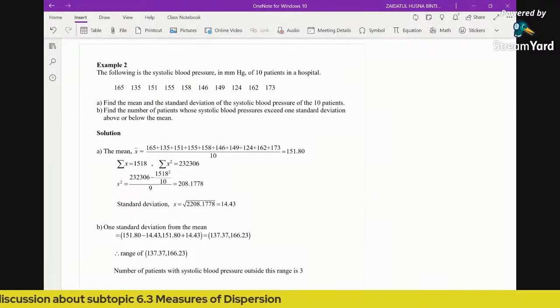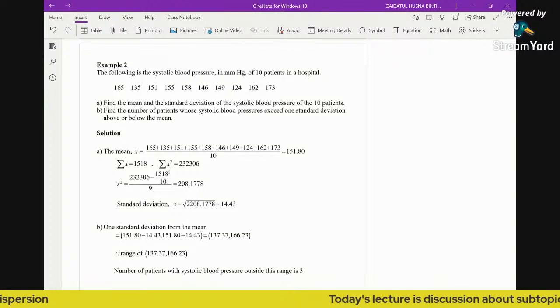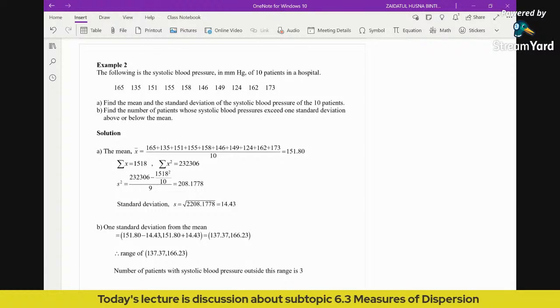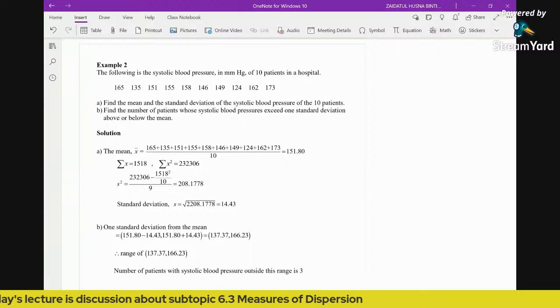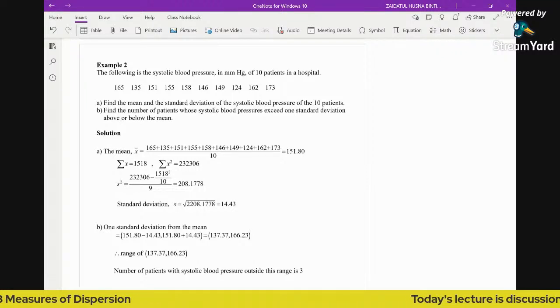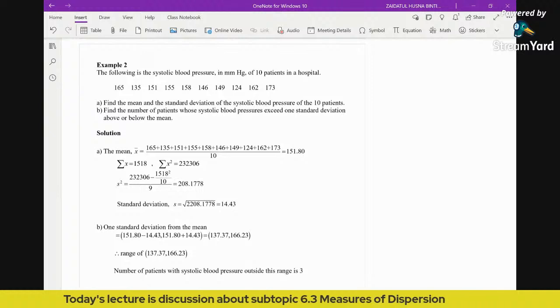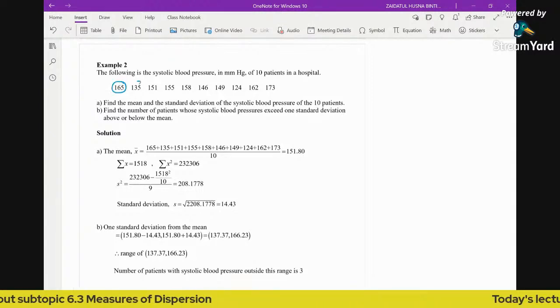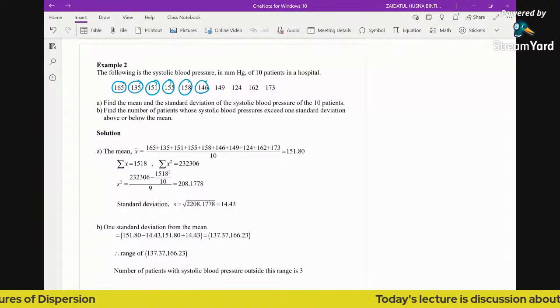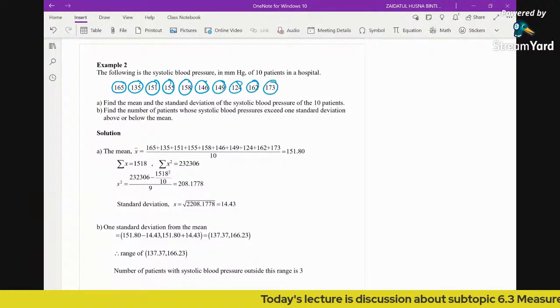The following is the systolic blood pressure of 10 patients in a hospital. Find the mean and the standard deviation of the systolic blood pressure of the 10 patients. So how can we find the mean again? You just find the sum. If you don't want to provide the table, no problem, because for ungrouped data usually we won't be given as much data. So what you can do is you just find the sum, copy down each and every value, then divide by 10. Because in this case we can see that 1, 2, 3, 4, 5, 6, 7, 8, 9, 10. So n equals 10.